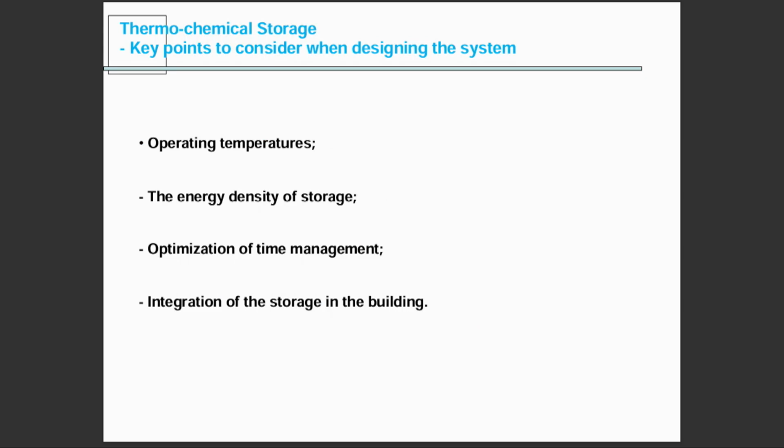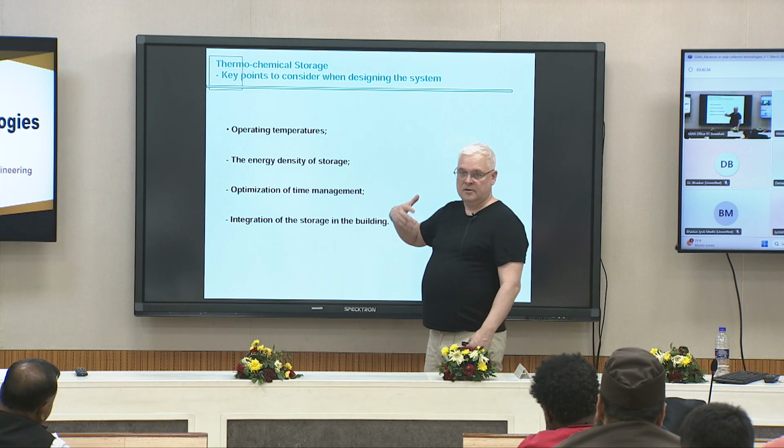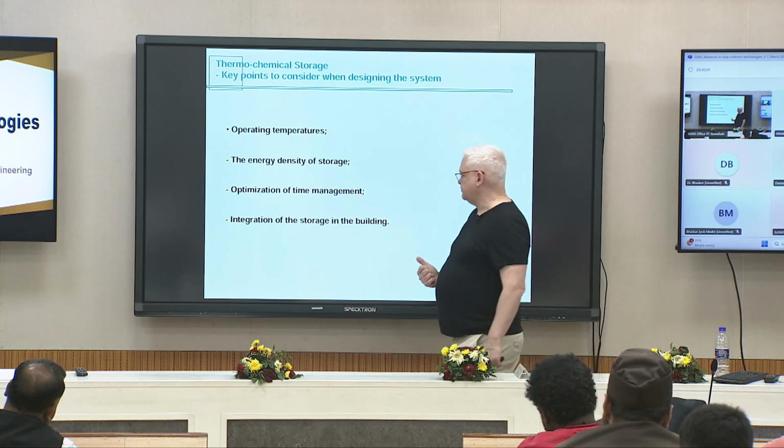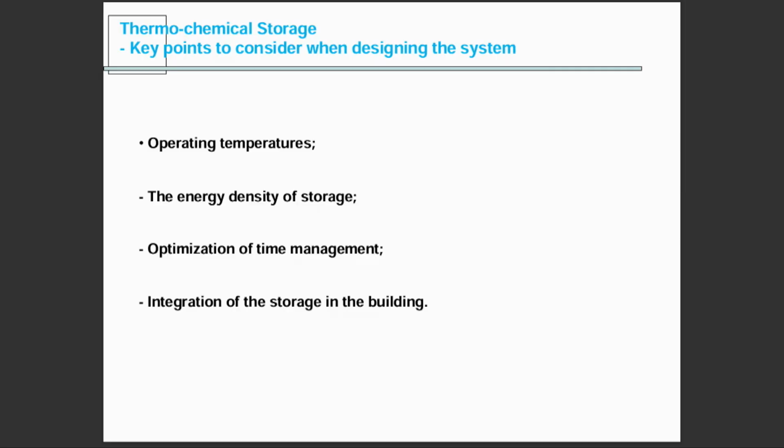So what is important? It is operating temperature, energy density, but that is the case for all means of storage. For a battery, it's also the case. The energy density of the battery, we have seen in our PV project that there were different batteries with different energy densities, in kilowatt hour per kilogram of battery. It's the same here: how many kilowatt hours I can store per cubic meter. Optimization of time management, of course, is a huge issue, and so is integration of storage in the building.